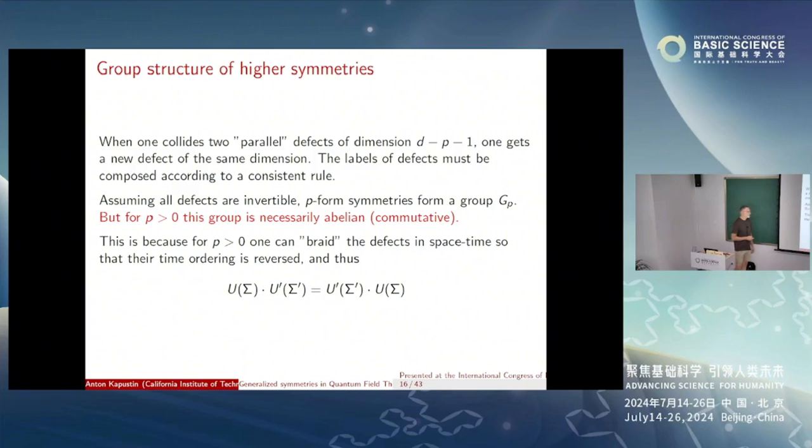Why is that? Well, if you have p greater than 0, then defects of codimension 2, you can braid them in space-time, so they never overlap, but the time ordering is reversed. So you have this commutativity. So unlike ordinary symmetries, higher form symmetries are all commutative.